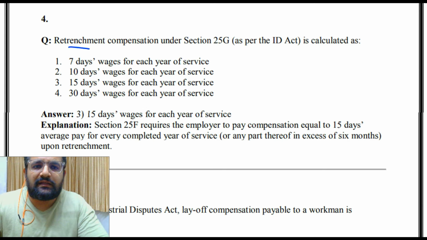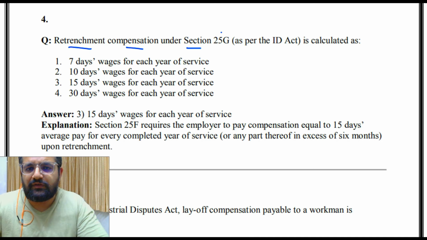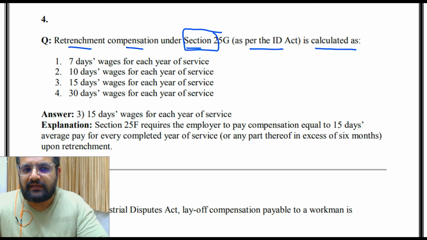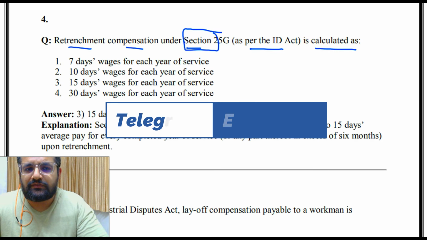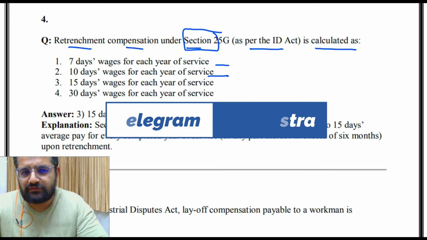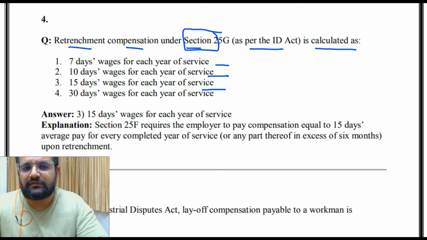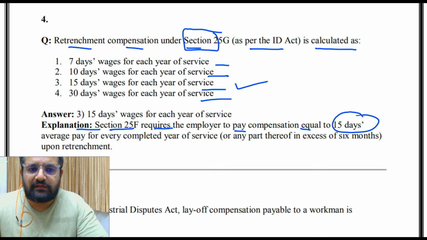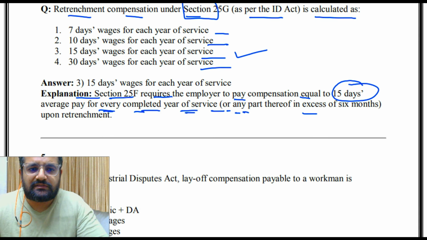Then retrenchment compensation under the Industrial Dispute Act is calculated as 7 days wages for each year of service, 10 days wages for each year of service, 15 days wages for each year of service, or 30 days. So the answer is 15 days wages for each year of service. Section 25F requires the employer to pay compensation equal to 15 days average pay for every completed year of service or any part thereof in excess of 6 months upon retrenchment.